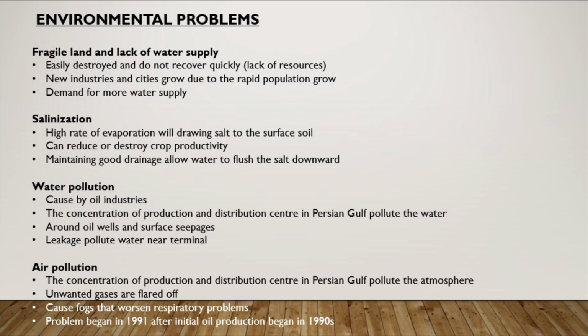Okay, for the next one is air pollution. Air pollution is also caused by the oil industry. You can see that the concentration of production and distribution centers in the Persian Gulf pollutes the atmosphere also. It is because unwanted gases are flared off. The particles in the atmosphere cause fogs and create or worsen respiratory problems. And this problem has begun since 1991 after the initial oil production began in the 1990s.